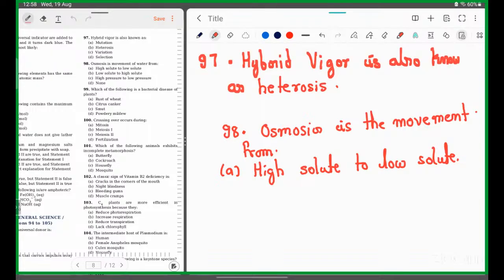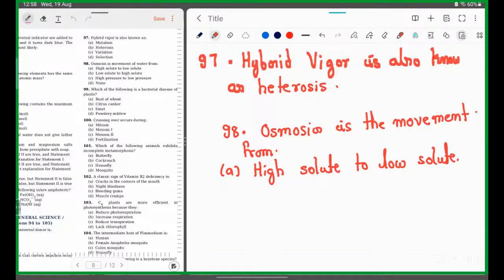Coming to question number 9, which of the following is a bacterial disease of plant? Rust of wheat, citrus canker, smut, and powdery mildew. Why can rust of wheat not be the answer? Because rust of wheat is a fungal disease, caused by fungi. So this one will not be there.